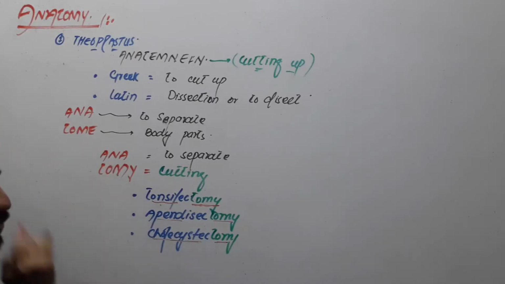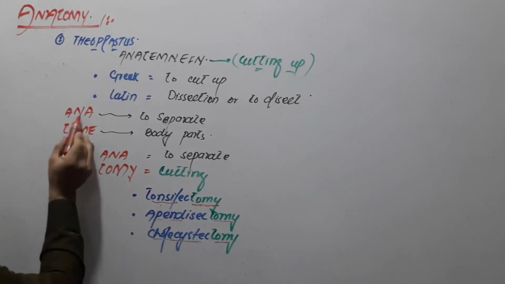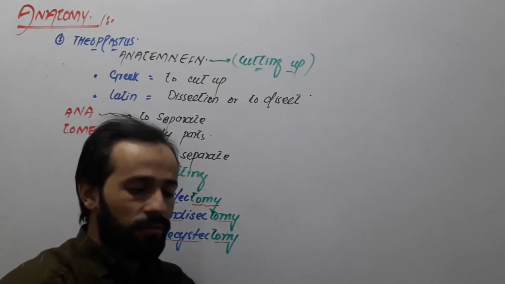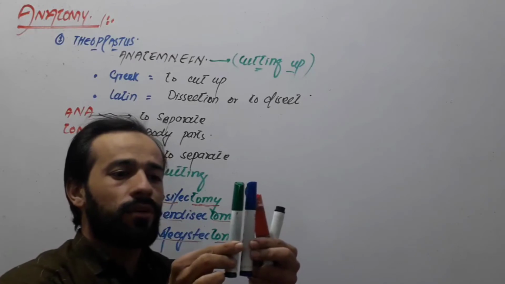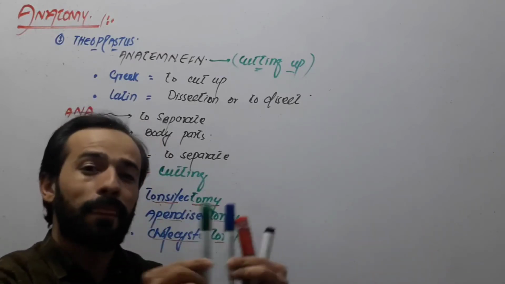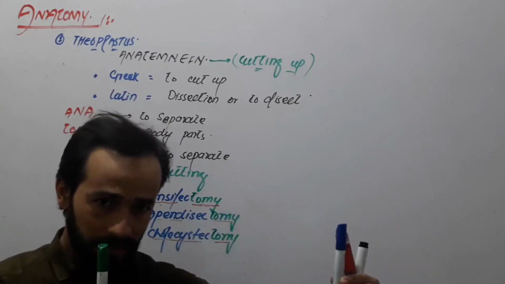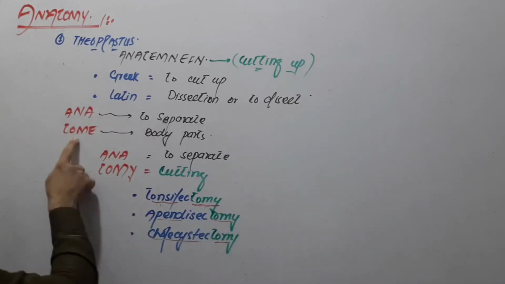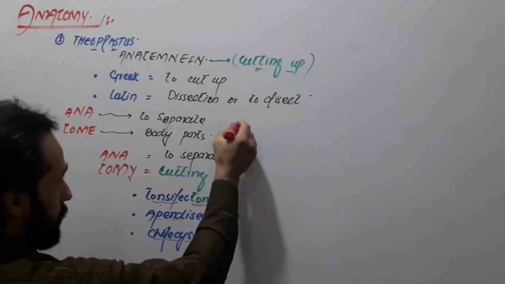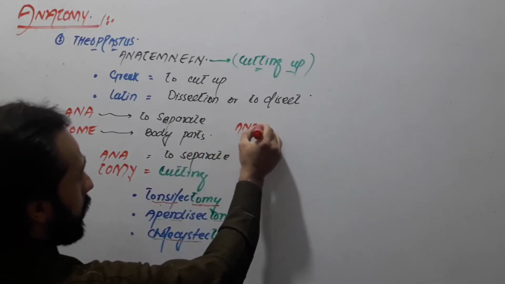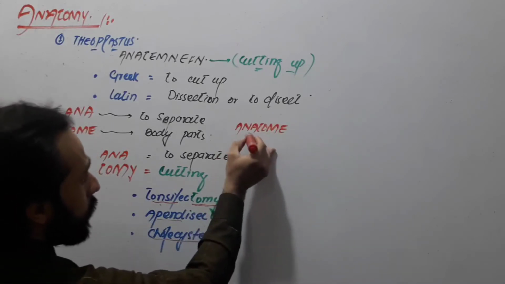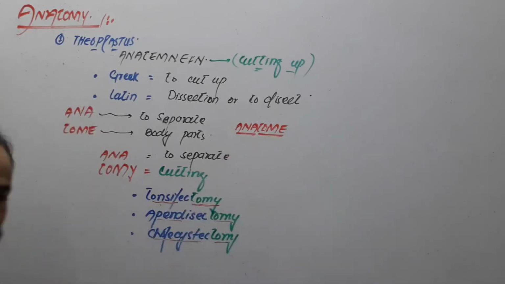So anatomy. Now look carefully, friends. Anatome. Ana means to separate. Look, these markers are very close to each other. Now when they are going away from each other, this is called ana. They are separating from each other. But we have here tome. So anatome, if I write it combined, anatome, means to separate body parts.